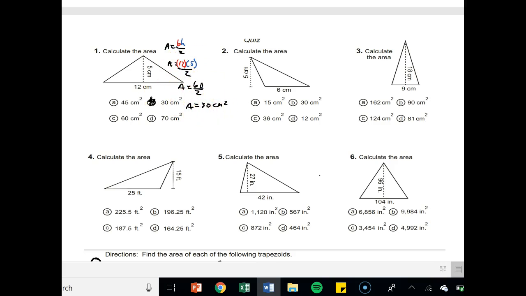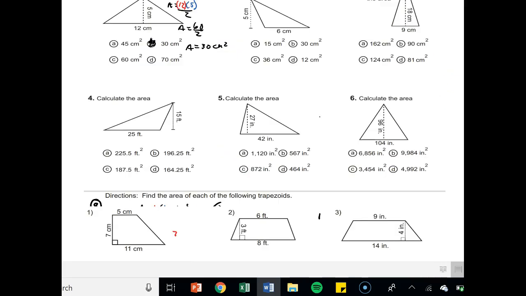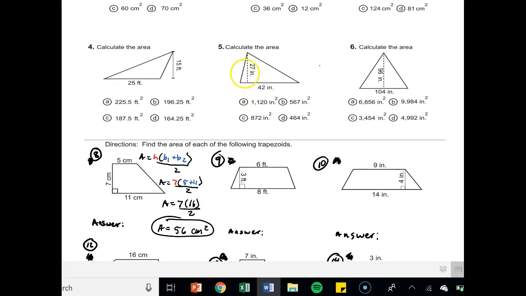Okay. So in number 2, think about what would your base be, and what would your height be. And number 3, what would your base be, and what would your height be? And number 4, what would your base be, what would your height be? Number 5, what would your base be, what would your height be? And 6, what would your base be, what would your height be?